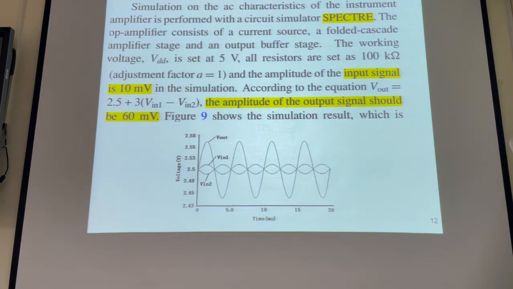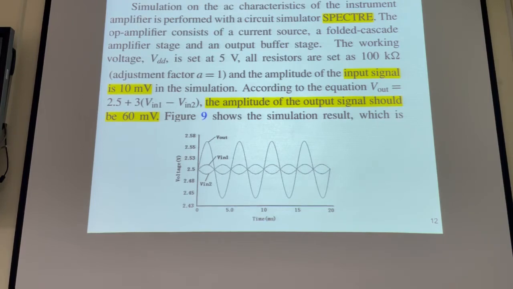Simulation of the AC characteristics of the instrument amplifier is performed with the circuit simulator. The amplifier consists of a current source, a folded cascade amplifier stage, and an output buffer stage. Working voltage VDD is set at 5 volt. All resistors are set as 100 kilohm. Adjustment factor is called 1. And the amplitude of the input signal is 10 millivolt in this simulation.